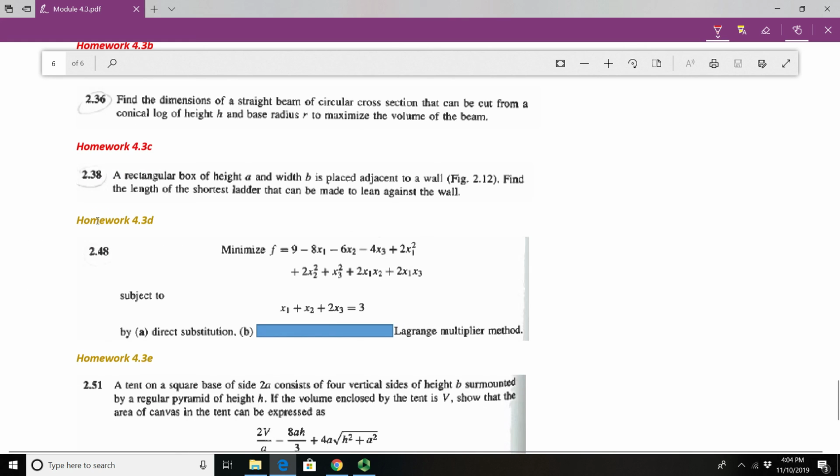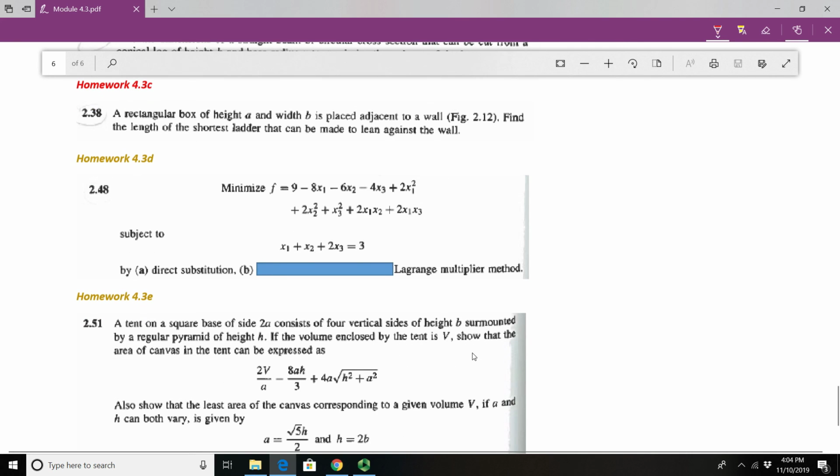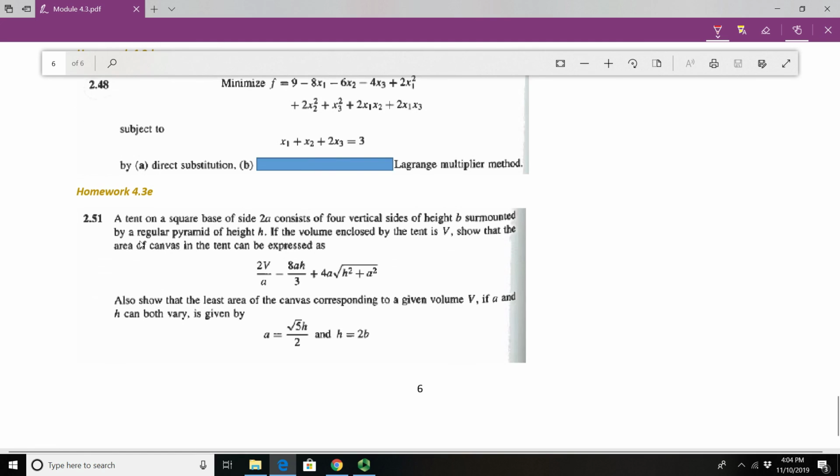In terms of after class homework, this is a minimization problem, 3 variables. And I want you to do it with direct substitution because here it is explicit. Or you can use Lagrange multipliers and hopefully you will end with the same solution. This is a neat problem, a tent, a squarish tent, and you would like to find how you can make it with the least amount of canvas.